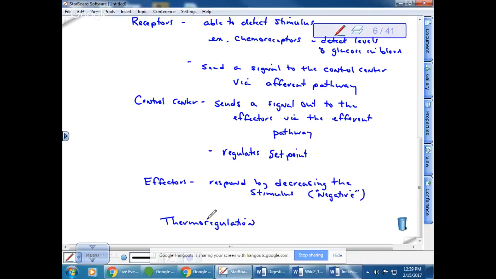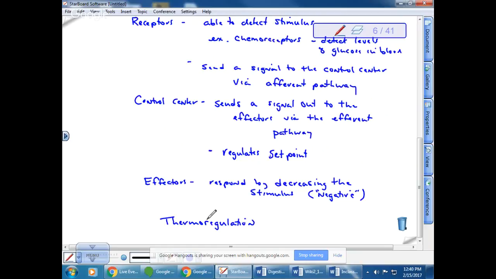So the response could be internal, regulating the blood temperature. You could have a stimulus that your blood temperature is too high. The receptors respond by sending a signal to the control center, which in this case is the brain. And then the response would be that you would sweat, so the effectors would be the sweat glands.